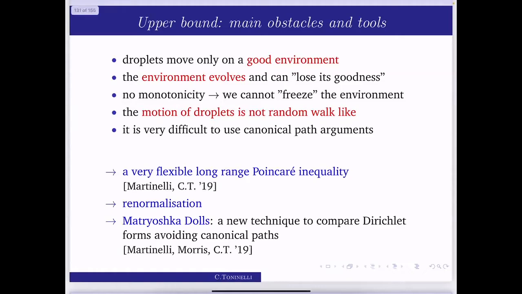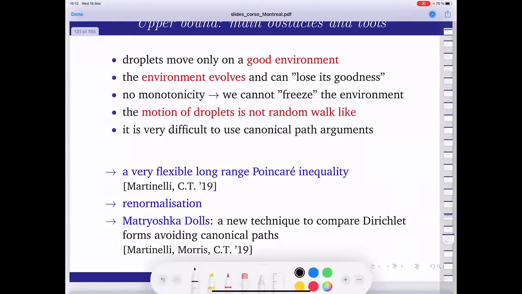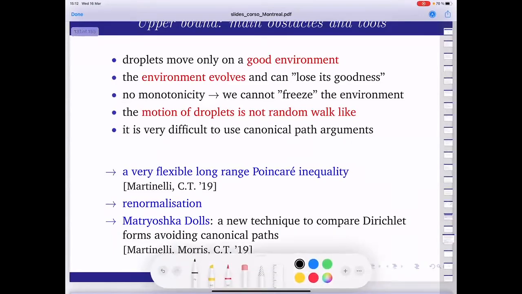And furthermore, as we just saw, the last observation here is that since the motion is very involved, it's very difficult to use, to study these dynamics, canonical path type arguments.